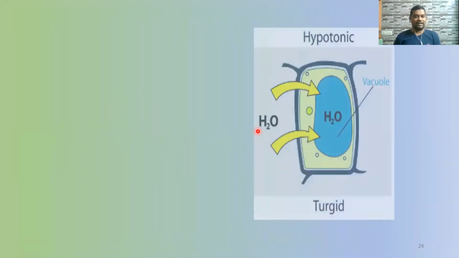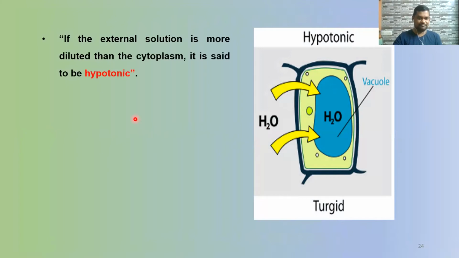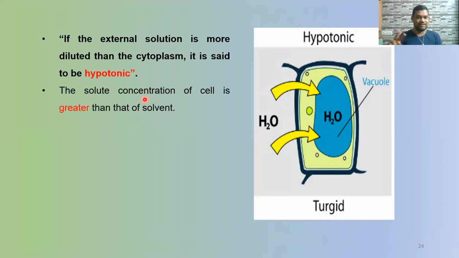But if I keep the plant cell in a hypotonic solution, तो क्या होगा? That means concentration of solutes is more inside, less outside. तो पानी जो है वो अंदर कम है, बाहर ज्यादा. If it is hypotonic, okay. So because the amount of solvent is more outside and less inside, there will be a movement of the solvent.